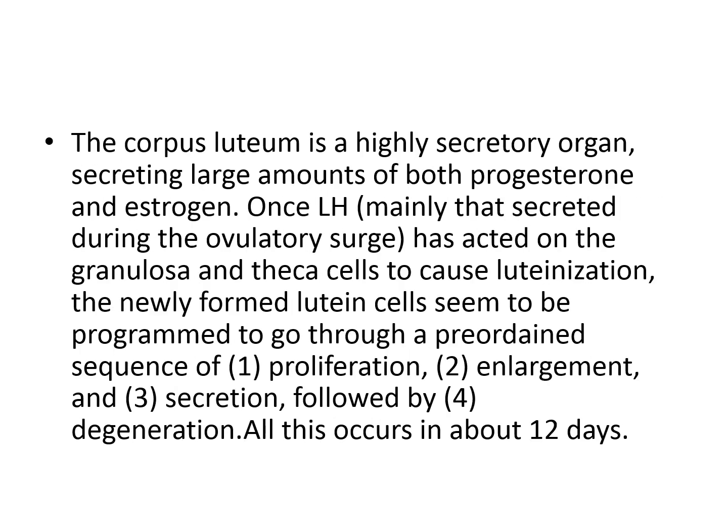The corpus luteum is a highly secretory organ, secreting large amounts of both progesterone and estrogen. Once LH, mainly that secreted during the ovulatory surge, has acted on the granulosa and theca cells to cause luteinization, the newly formed lutein cells seem to be programmed to go through a preordained sequence of proliferation, enlargement, and secretion, followed by degeneration. All this occurs in about 12 days.